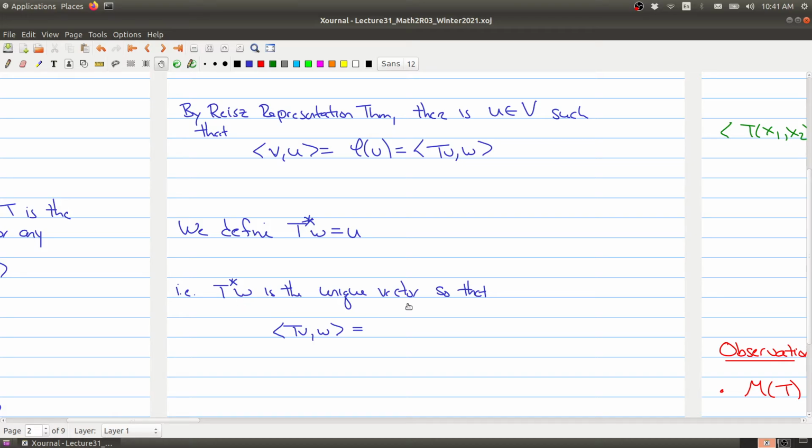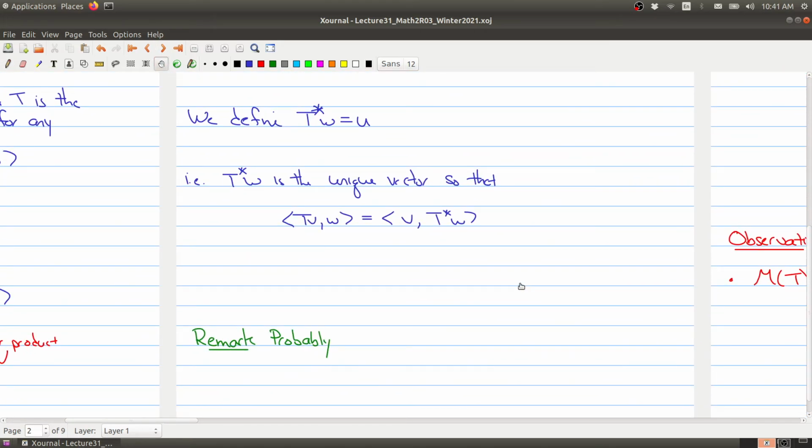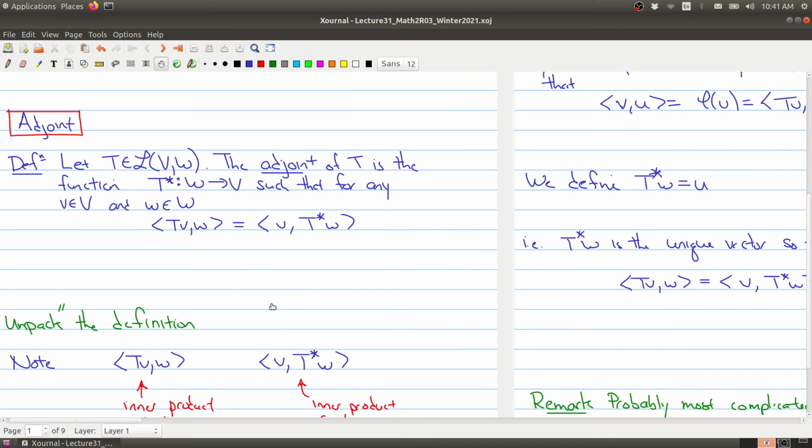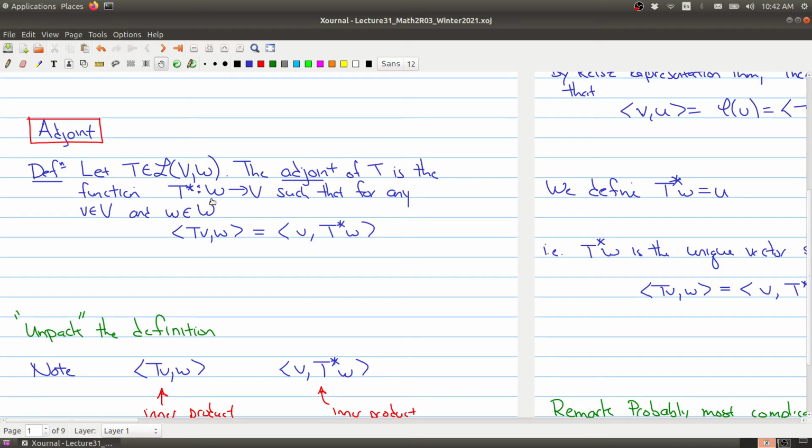So T star w is the unique vector so that we have that the inner product of Tv with w equals the inner product of v with T star w. Now, you may want to reread this over and over again and look in the textbook. And the point is that this is probably the most complicated definition in the book, at least that's what I think is true. Because the map is defined by taking some vector w and mapping it to V, and we're saying that it maps it to the vector that makes this equality true for the inner products of these two things to work.